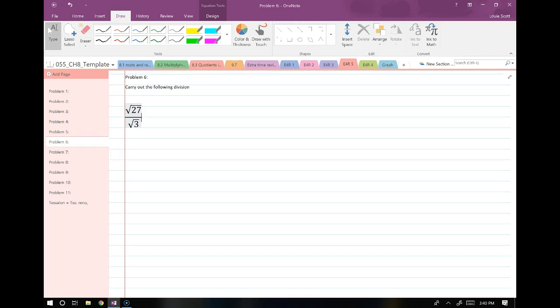Okay. All right. So with this one, you know, you could absolutely try and simplify it right off the bat. I like to extend these out because neither 27 nor 3 is a perfect square. So I'm going to extend the root over the whole thing.